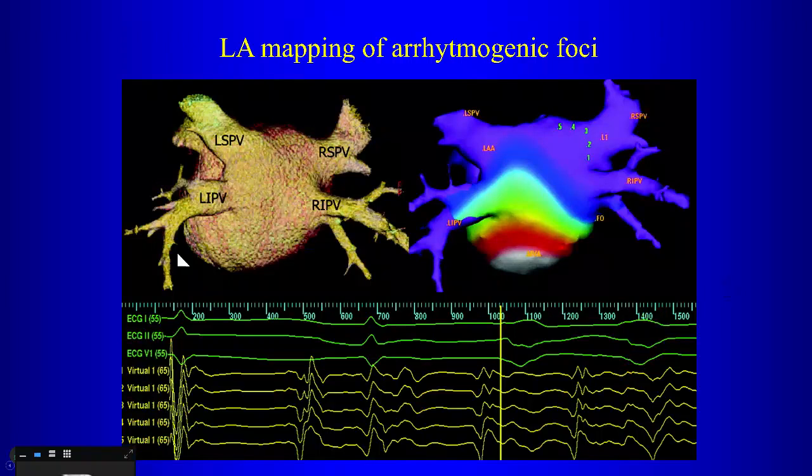And then we can do this anatomic map, which they can superimpose also on an electronic map that they also generate while they're doing the procedure, looking for the ectopic electrical activity.